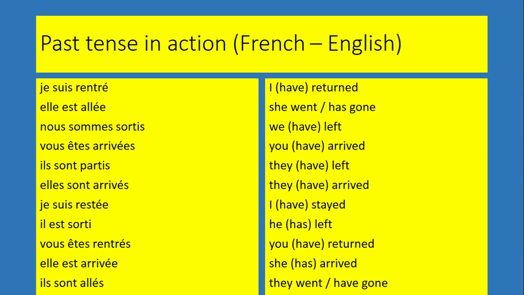Just notice the agreement of the participles in elle est allée, extra E. Nous sommes sortis, adding an S because it's plural. Vous êtes arrivés, adding an E and an S. So the you in that one is obviously a feminine you and a plural you. Ils sont partis, elles sont arrivées. Actually, the elles sont arrivées, there's a mistake there. There should be another E in there after the E accent because it's a female they.